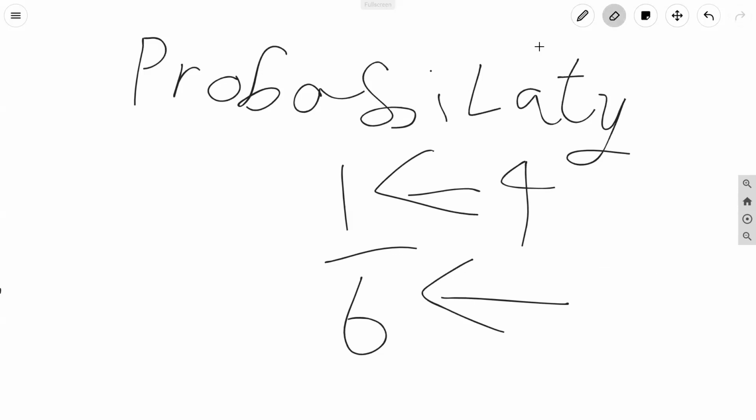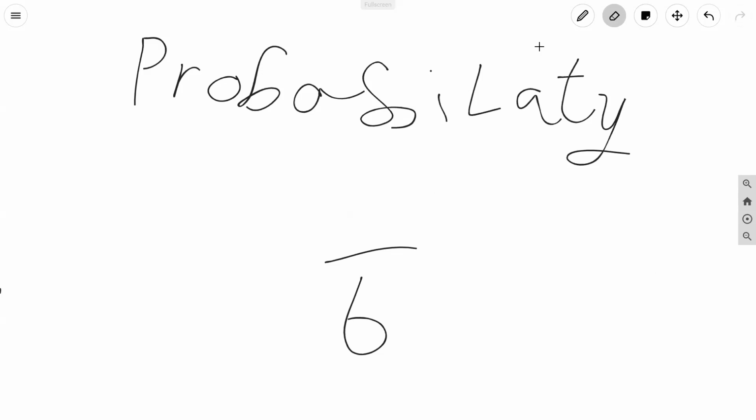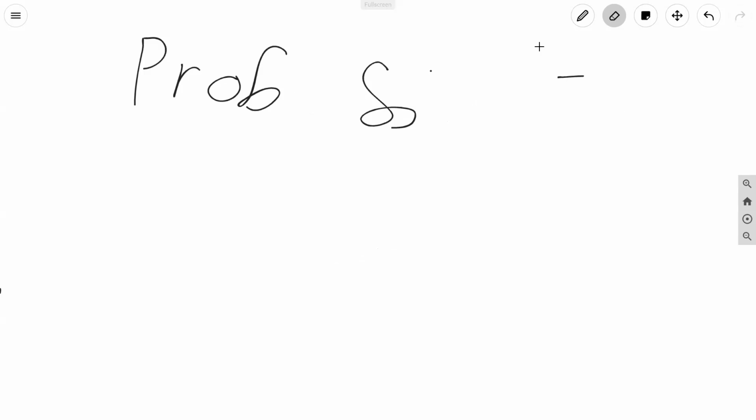Okay, so that's the basic probability. But remember, probability is way more complex. Now let's talk about a different sort of probability.